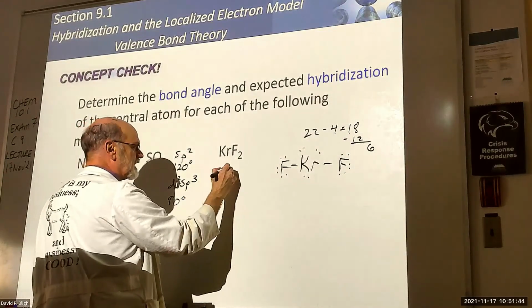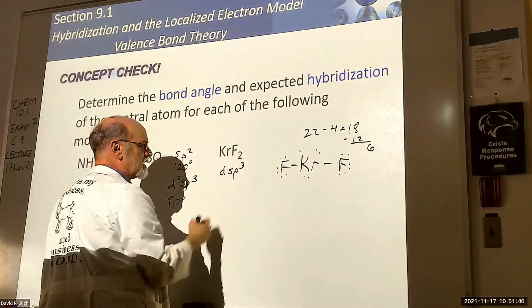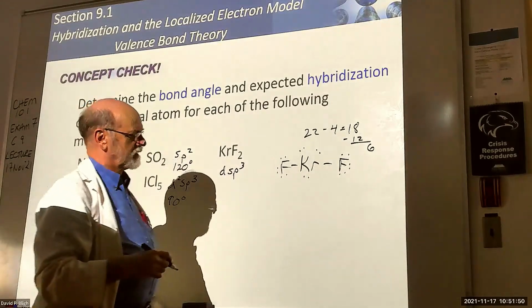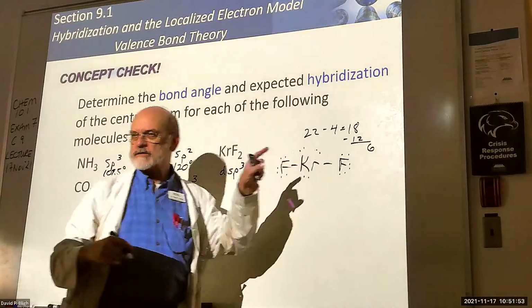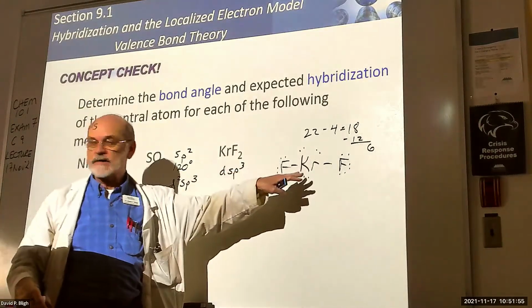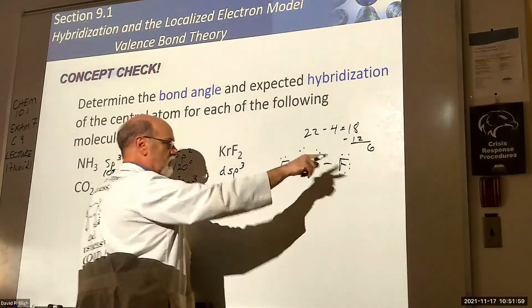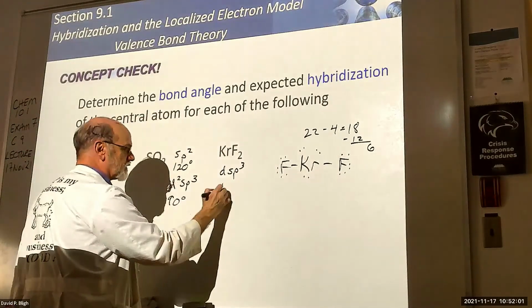That's dsp3. And how's that arranged? Well, this is trigonal bipyramid. So these lone pairs are going on the triangle. That means this is a linear molecule. And the only bond angle is 180 degrees.